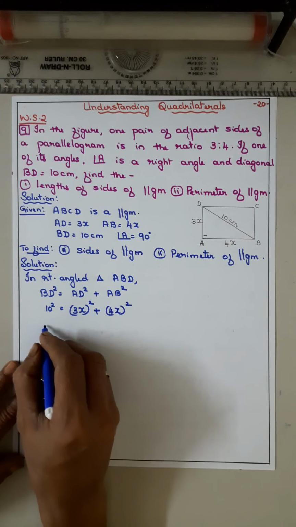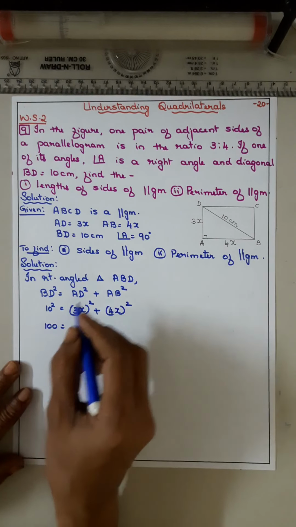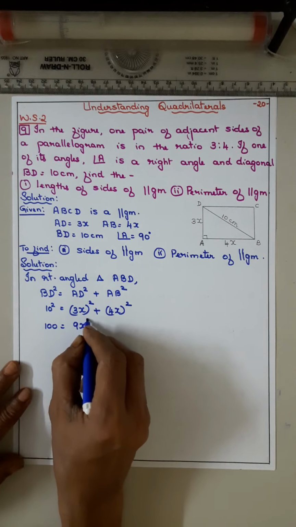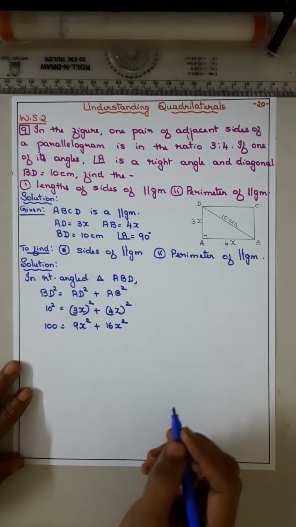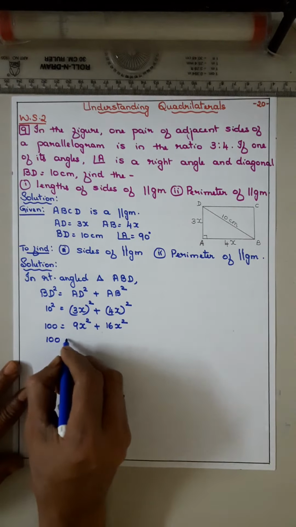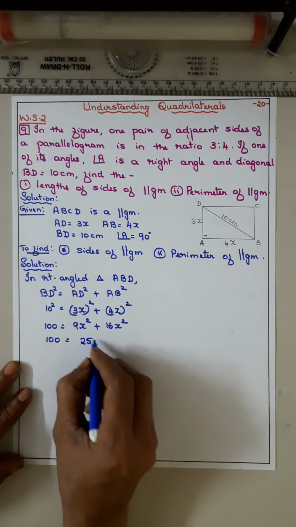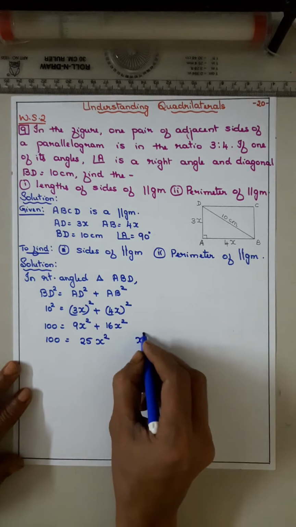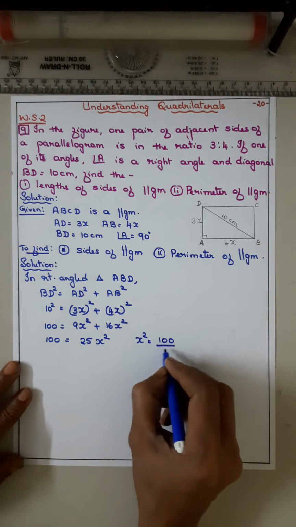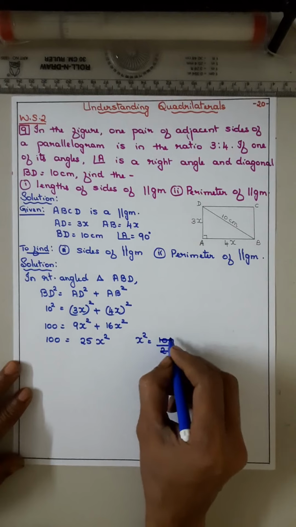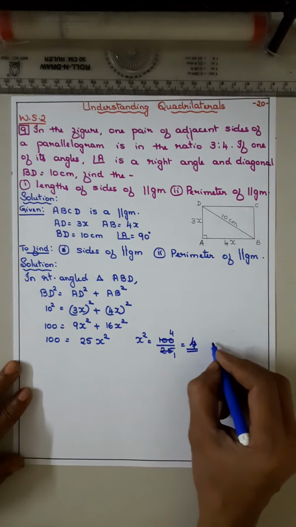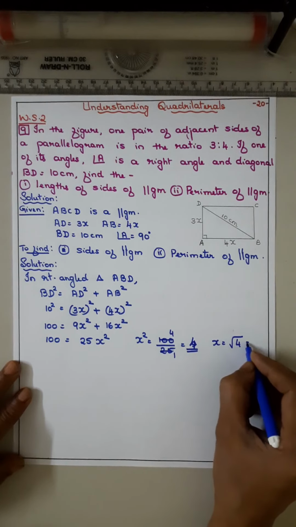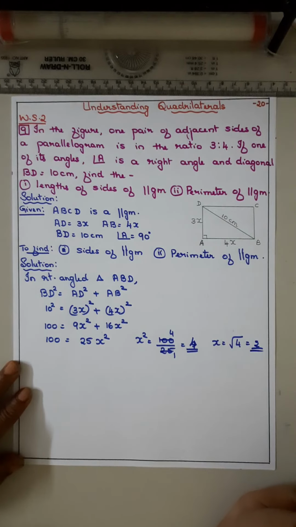Now, this one will be 100. Now, 3 square, 3 3s are 9, x squared plus 4 4s are 16, x squared. That means 100 is equal to 16 plus 9, which is 25 x squared. Therefore, x squared is equal to 100 upon 25, which is 4. So, x is equal to square root of 4, which is 2. So, you got x is equal to 2.